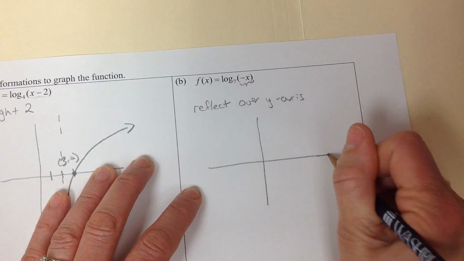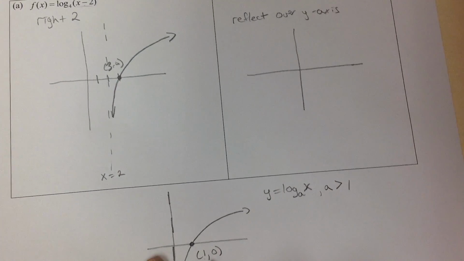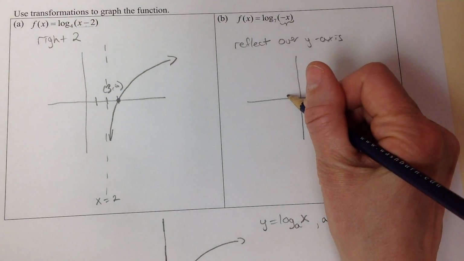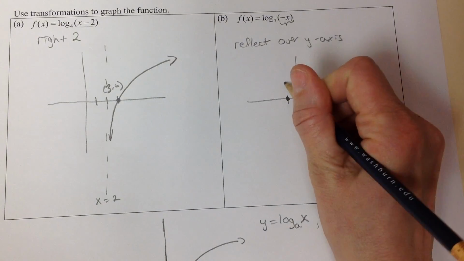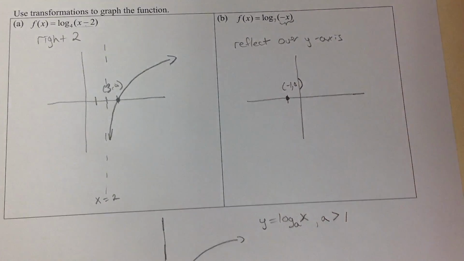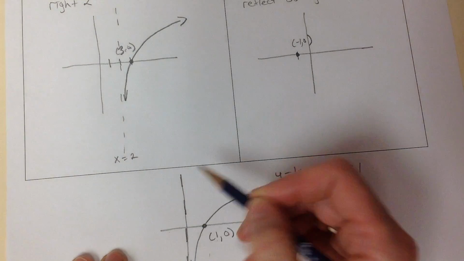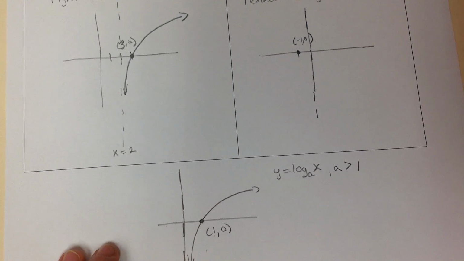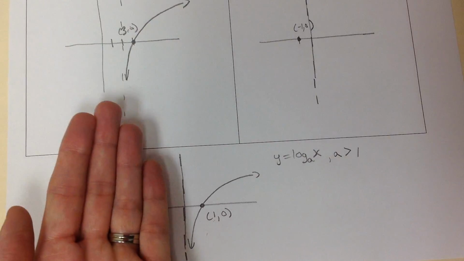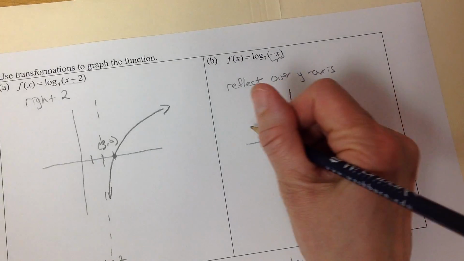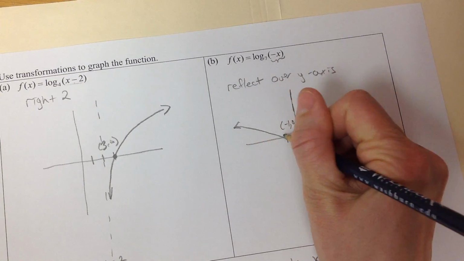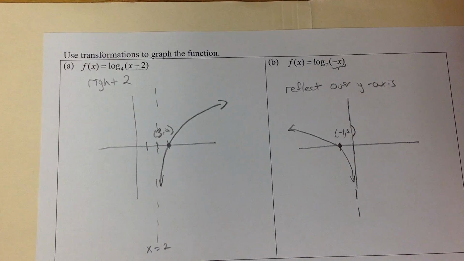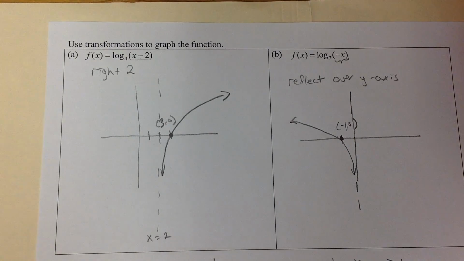And then once again, I want to think about moving a key point. The point (1, 0), when I reflect it over the y-axis, is now going to be at (-1, 0). The vertical asymptote is on the y-axis, so reflecting it over the y-axis doesn't change anything. But now my shape is going to be on the other side. So when I reflect that, it's going to look something like this. And there we have the general shapes for our two logarithmic graphs.